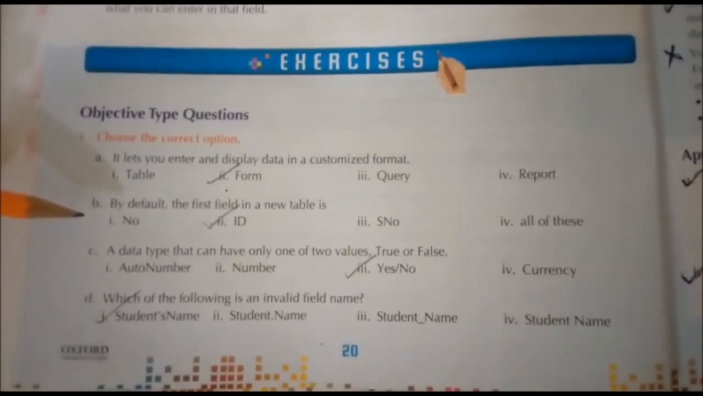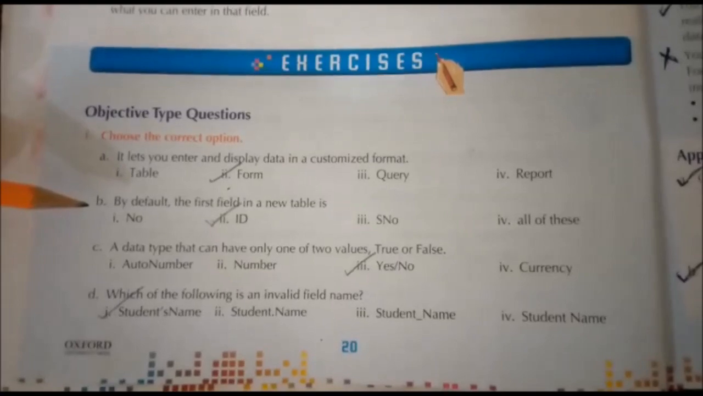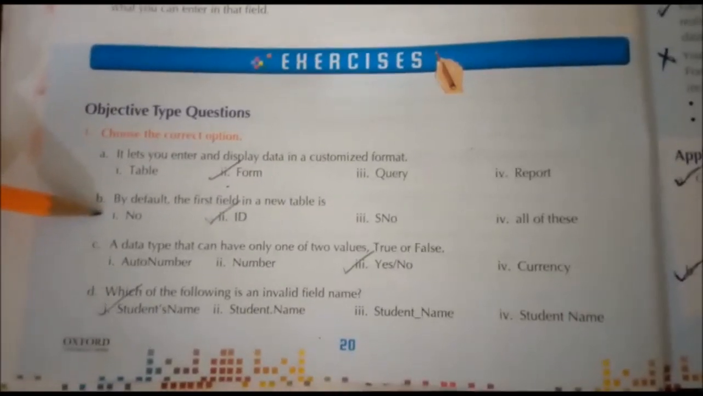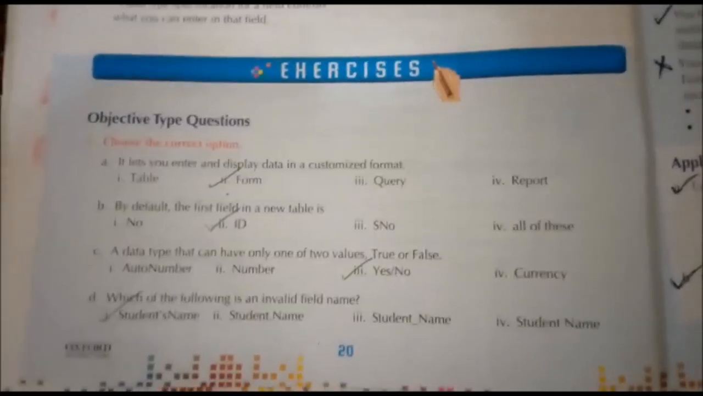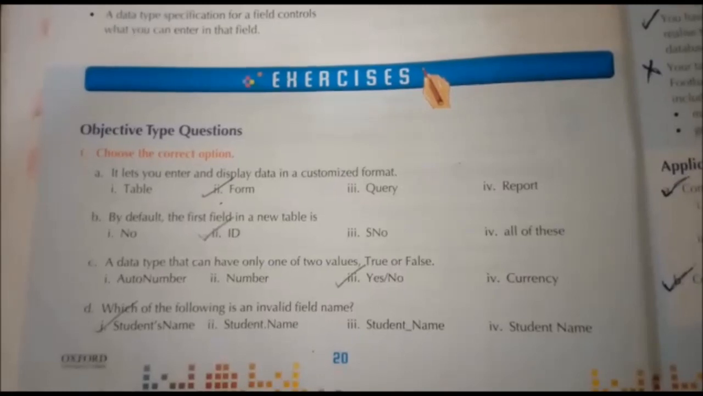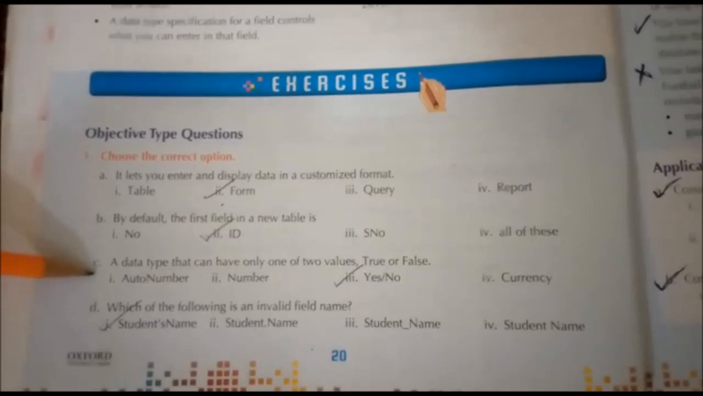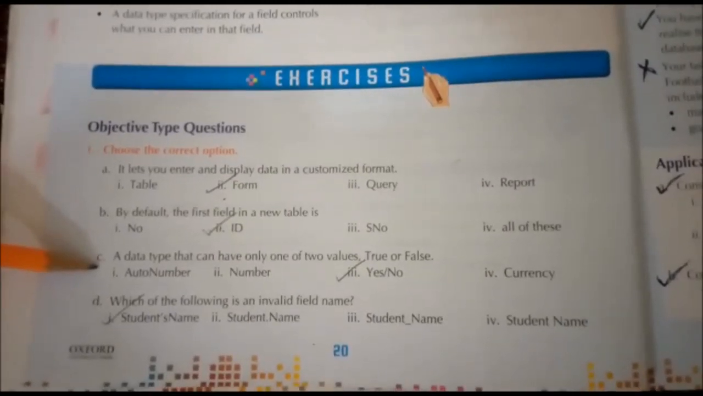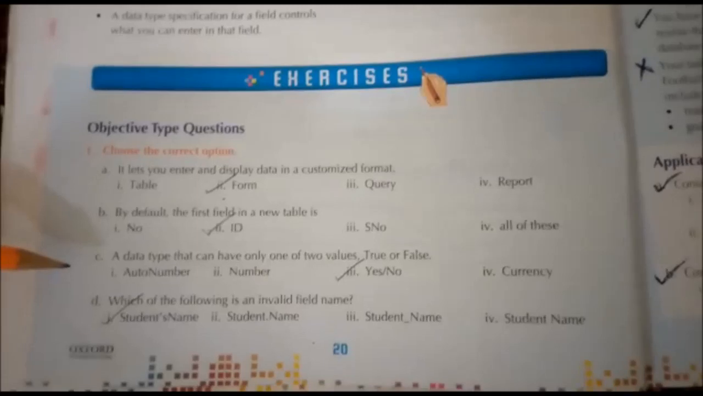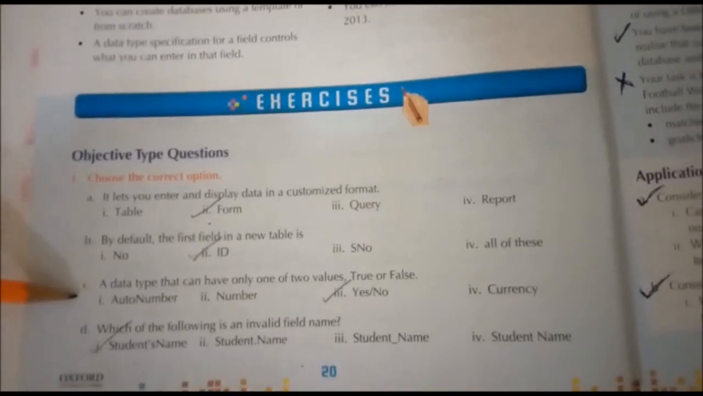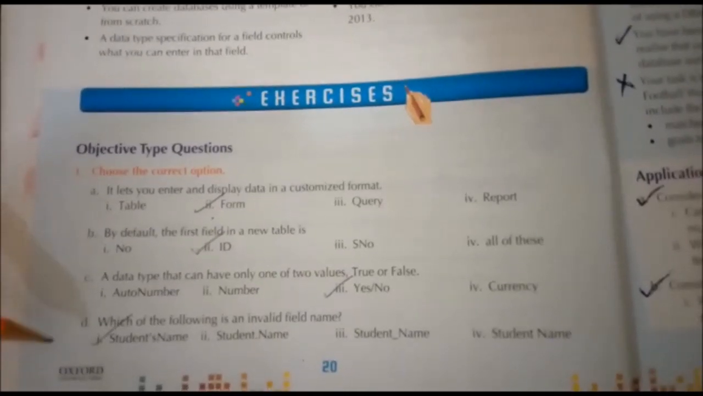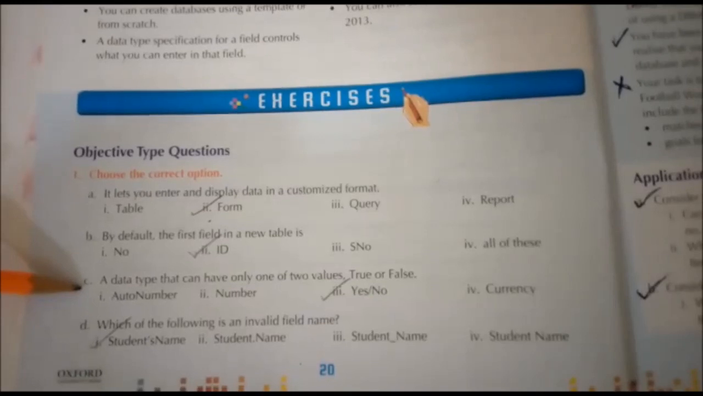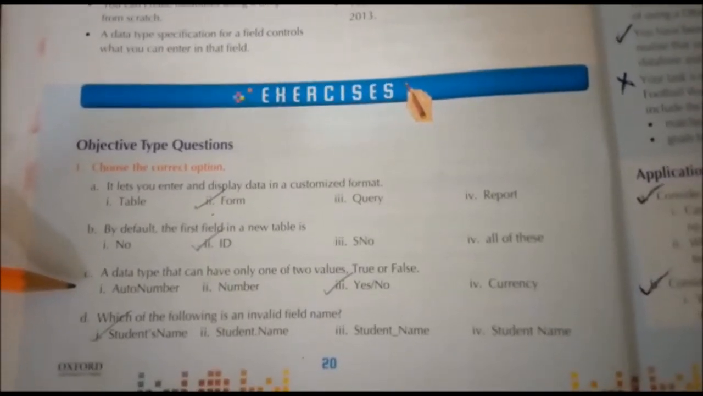Number 2. By default, the first field in a new table is: options: number, ID, serial number, all of these. And the correct answer is ID. Number 3. A data type that can have only one of two values, true or false. Options: auto number, number, yes or no, currency. And the correct answer is yes or no.